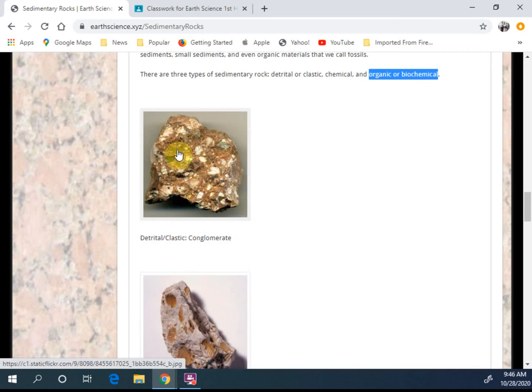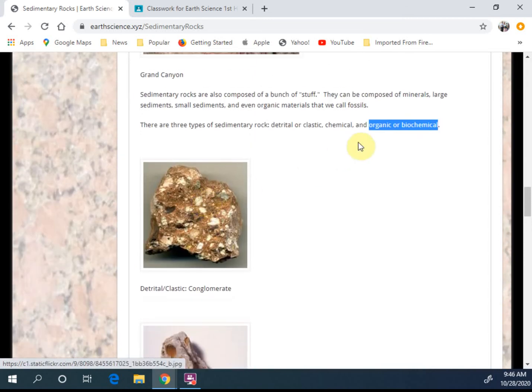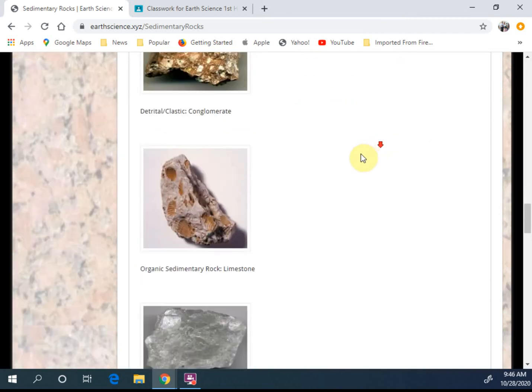So this is an example of detrital or clastic. Clastic detrital is the group that has the conglomerates, like the gravels, the sands, the silts, and the clays. That's like your bulk that makes up that group. This one is your organic. It's a sedimentary rock that has fossils in it buried in limestone. Therefore, it's clastic or biochemical or organic.